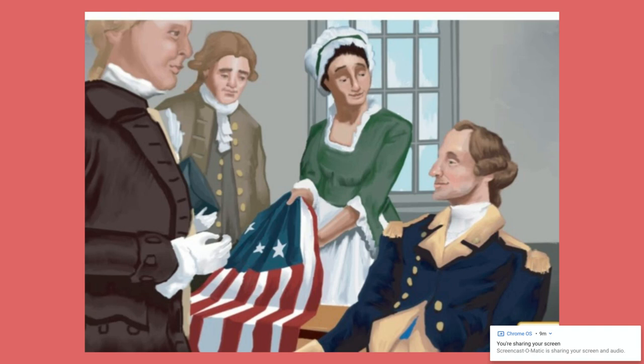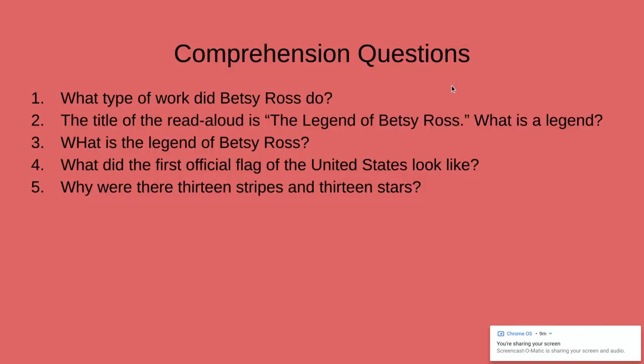You're right, because the flag was made up of stars and stripes. Here's our comprehension questions for today. What type of work did Betsy Ross do? Betsy Ross was a seamstress, and she sewed cloth and repaired things made of fabric.